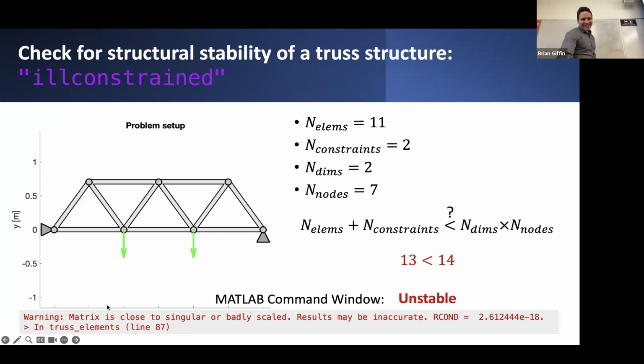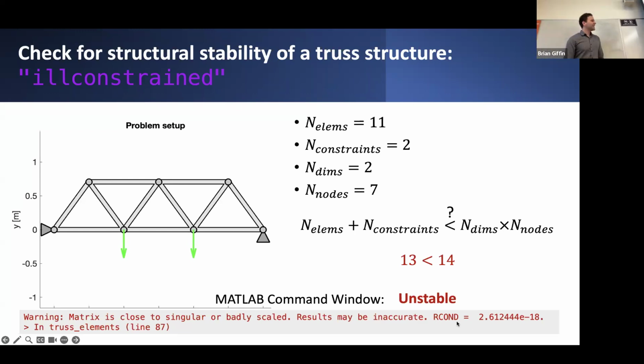What does matrix close to singular or badly scaled mean? It says our results may be inaccurate, so at least it's telling us that we can't necessarily believe what's coming out of it. And then it gives us Rcond equals 2.6 e to the minus 18. What does any of that mean? Any guesses or intuition behind what you think that means? How do we interpret that? Is the Rcond the value of the determinant of the matrix?